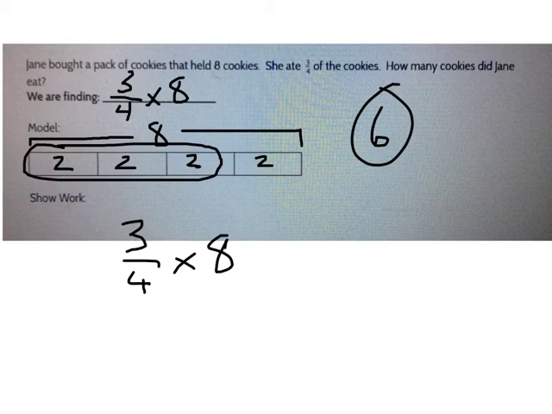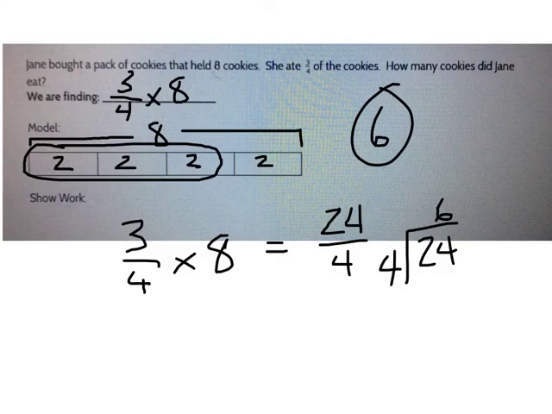I could show my work by multiplying 3/4 times 8. When I multiply 3/4 times 8, what improper fraction do I get? Well, 3 times 8 is 24. My denominator stays the same. When I divide 24 by 4, I get 6 with no remainder.